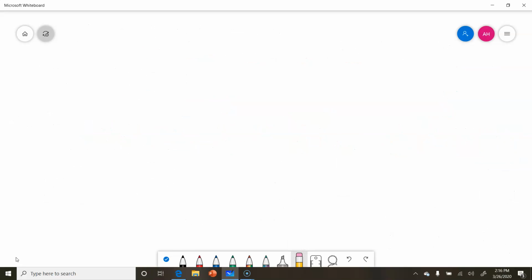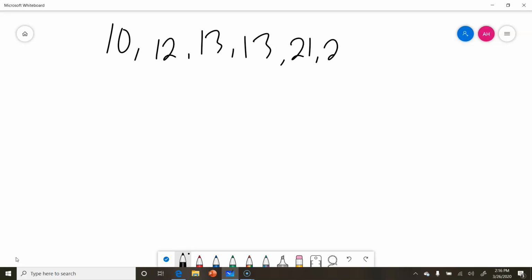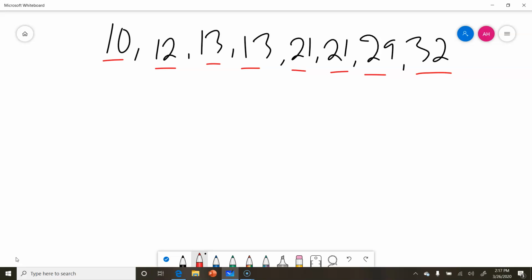So let me do an example with an even number. So here we go for even numbers. Let's say that they give us 10, 12, 13, 13, 21, 21, 29, and 32. Now, how many do we have in this case? We have 1, 2, 3, 4, 5, 6, 7, 8. We have an even number.